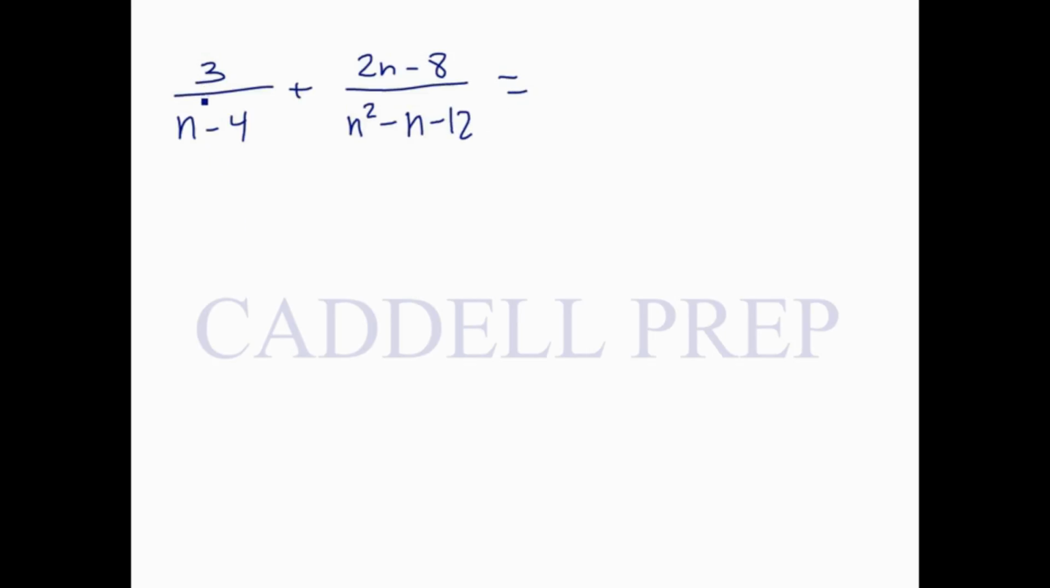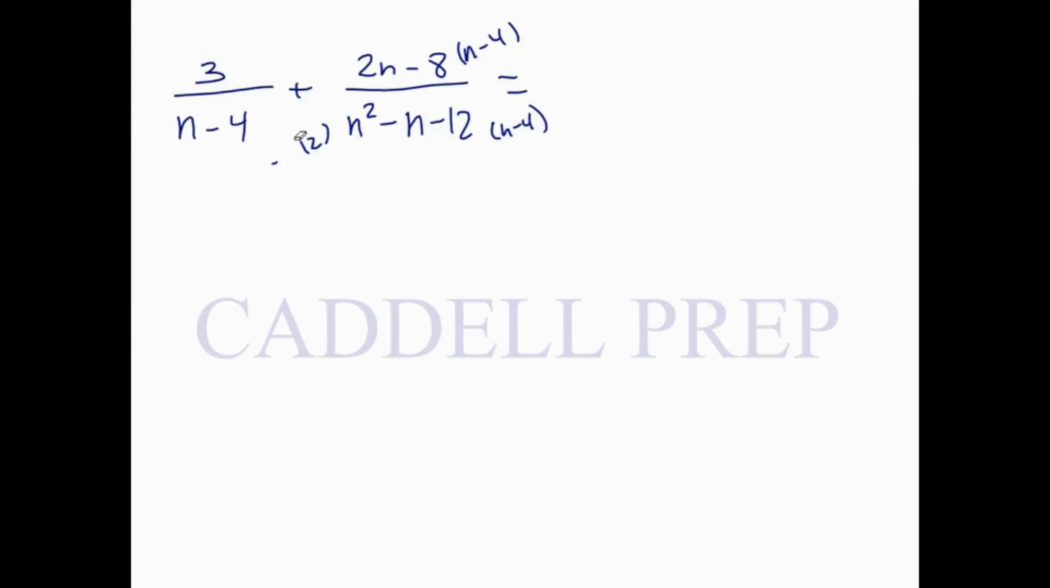So let's look at an even more difficult one. 3 over n minus 4 plus 2n minus 8 over n squared minus n minus 12. So we can do what we did before. Multiply this by n squared minus n minus 12, and multiply this by n minus 4, and we'll have common denominators. But this is going to be a little confusing because we have a trinomial and a binomial, and we can still get the correct answer. It's just going to be a lot of work. So let's look at a different option.